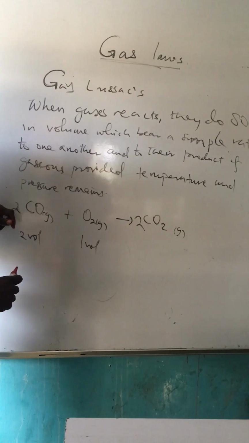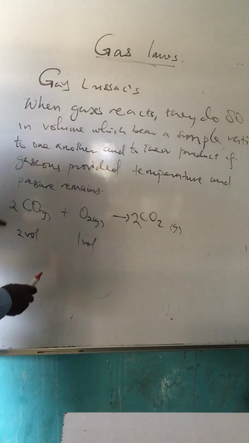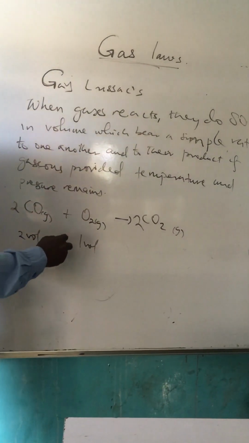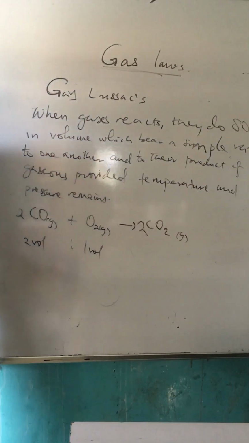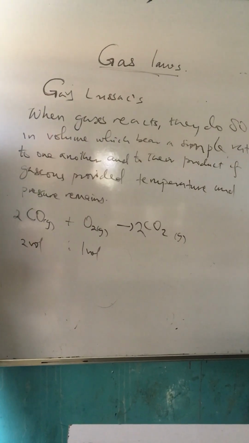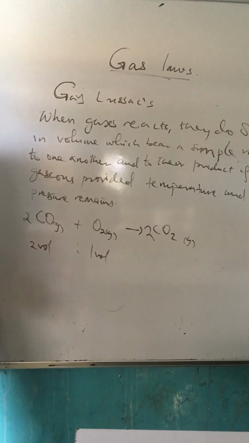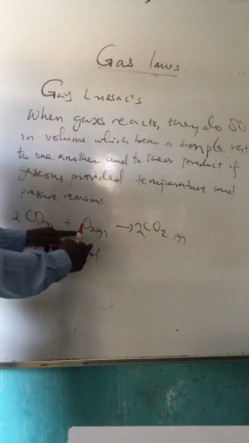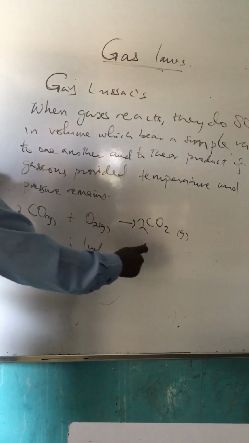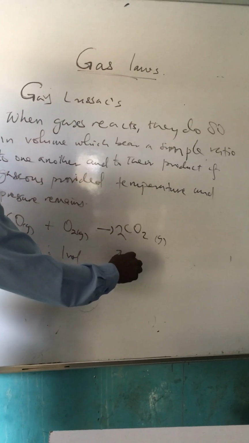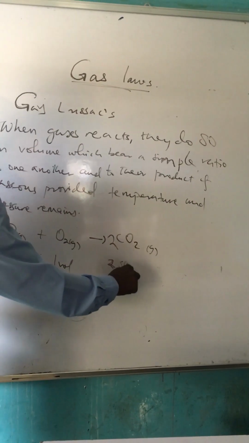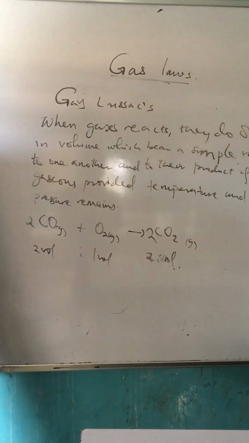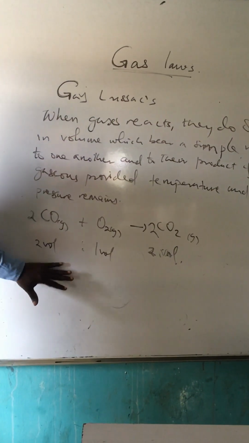So 2 carbon here, 2 carbon here, then 4 oxygen here, 4 oxygen here. So it's in the ratio 1 to 1. That is the ratio, just as it has been explained. So they do so in volumes. Carbon monoxide reacts with oxygen, 1 volume of oxygen, then 2 volumes of the product CO2. That is what it is. So when gases react, they do so just like I've explained.